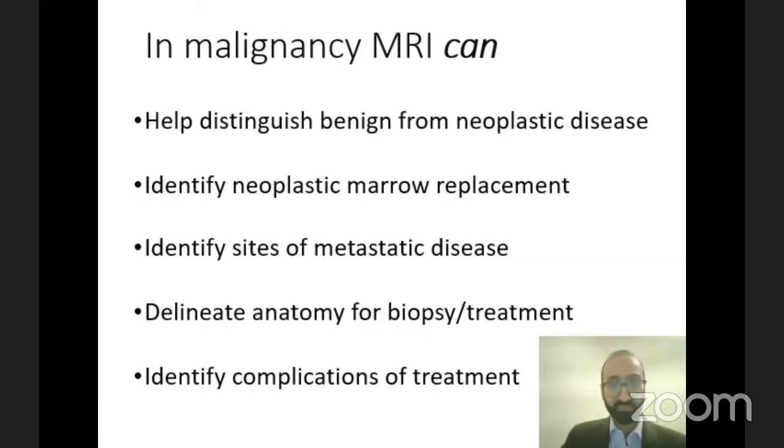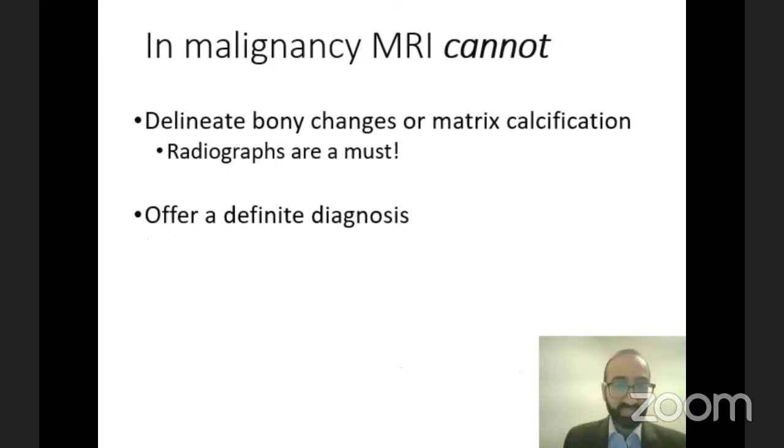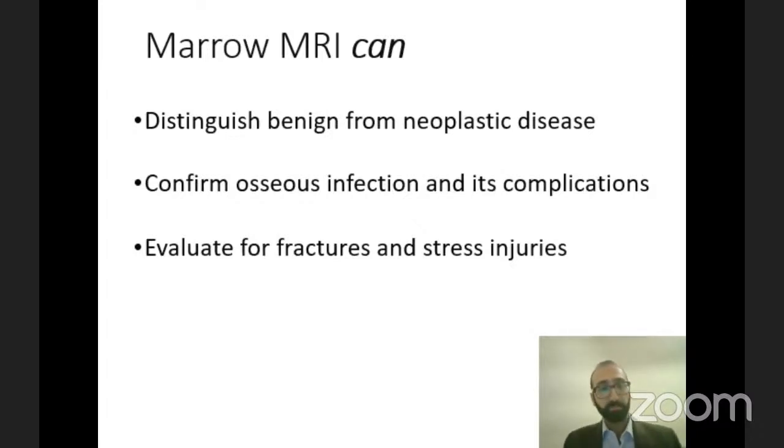help distinguish benign from neoplastic disease with a reasonable amount of sensitivity. It can identify neoplastic marrow replacement and sites of metastatic disease, and it helps tell us what the anatomy is for biopsy and treatment and identify complications. We can't delineate bony changes or matrix calcification, so we still must think about doing radiographs, and we don't always get a definitive diagnosis. Sometimes we need tissue for that.